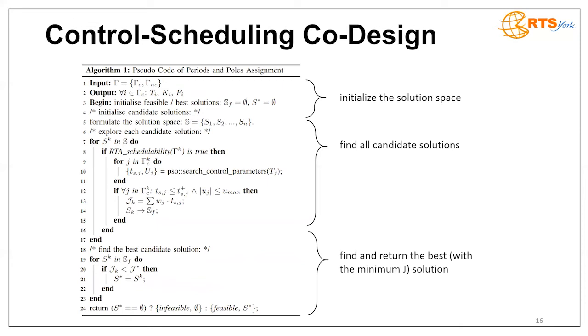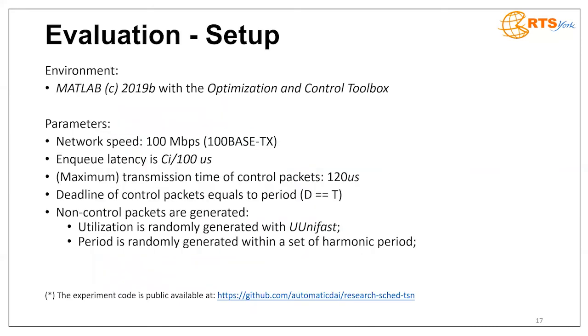And this algorithm shows the pseudocode of the period and pause assignment problem. The first step is to initialize the whole solution space to find all the feasible solutions. The second step is to find all the candidate solutions by using the PSO search. And finally, we return the best solution, which means the one that has the least cost.